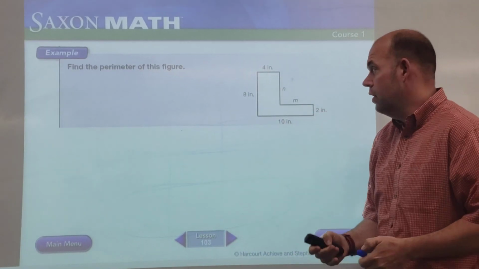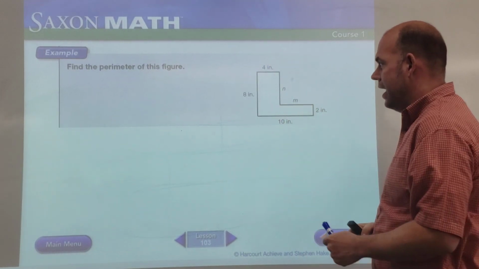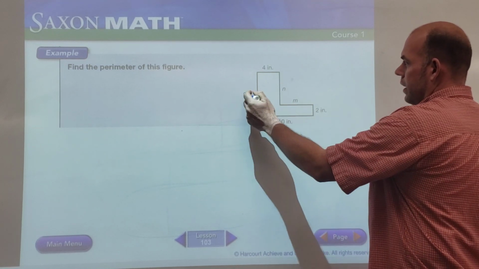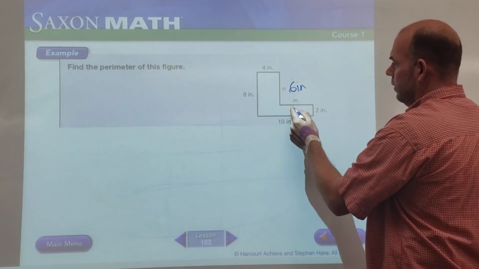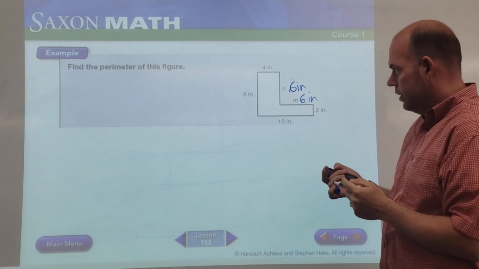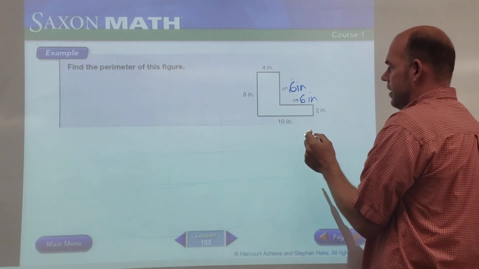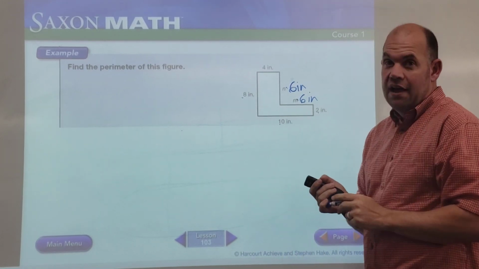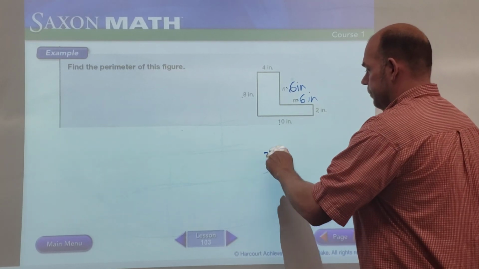So let's look at the perimeter of this figure. Our unknowns are N and M. We know that the full length is 8, and we know that we've got 2 here. So we're going to say, well, 2 plus what equals 8? 6. So that's going to be 6. And then across, we've got 4 plus M equals 10. 4 plus 6 equals 10. So now we can just add those up. 4 plus 6 is 10, plus 6 is 16, plus 2 is 18, plus 10 is 28, plus 8 is 36 inches.